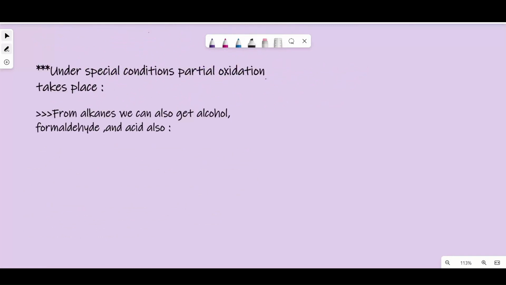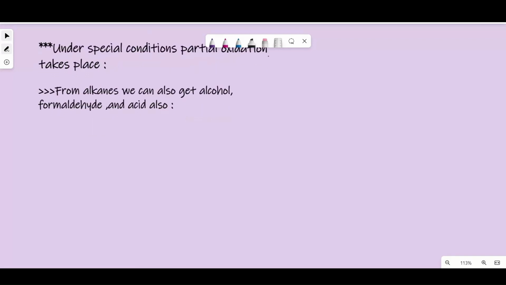In combustion, we have some special conditions, where partial oxidation takes place. From alkanes, we can also get alcohol, formaldehyde and acid. Let's see them one by one. These are not that famous, and we won't revise them much while revising organic chemistry, but they are going to ask these types of questions, so you should remember these also.